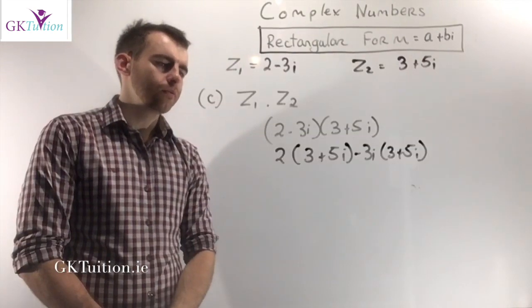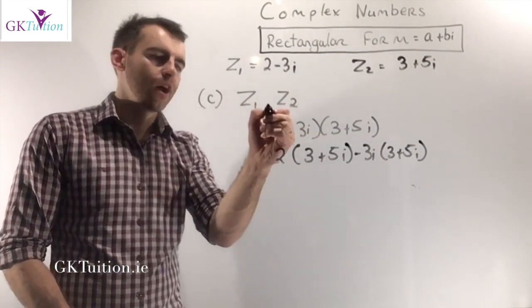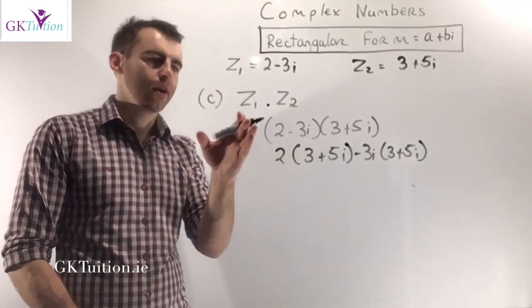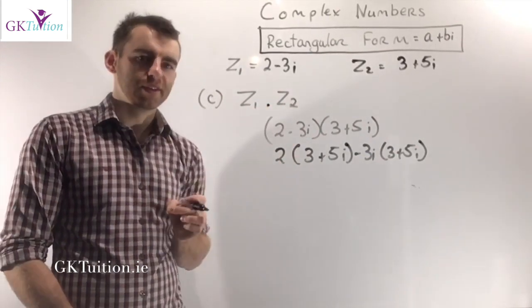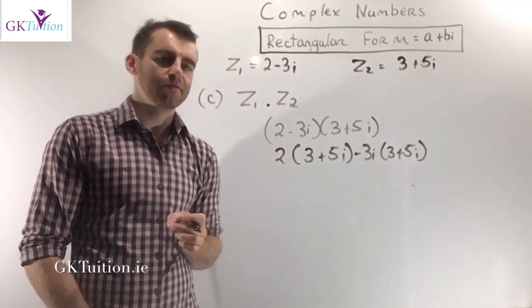But now, supposing I moved on and I asked you to get z1 multiplied by z2. The dot in the middle, remember, that indicates multiply. So z1 multiplied by z2. In this case, that would be 2 minus 3i multiplied by 3 plus 5i.